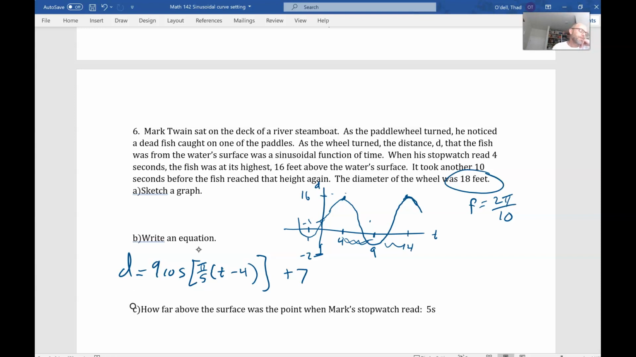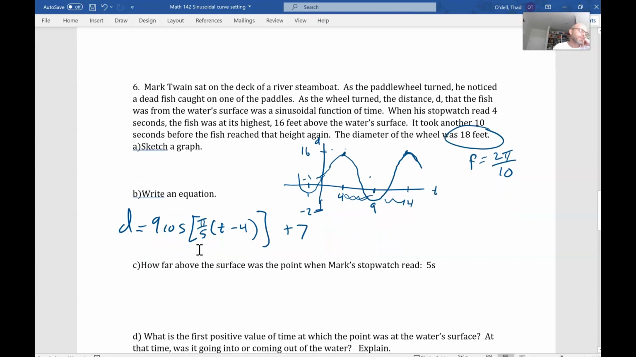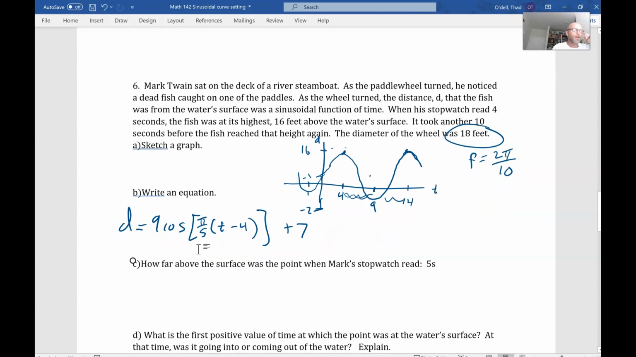Okay, so how far above the surface was the fish when Mark's stopwatch was at 5 seconds? They're giving me time, so all I have to do is say d equals 9 cosine of pi over 5 times 5 minus 4, plus 7. So I'll put that in my calculator.